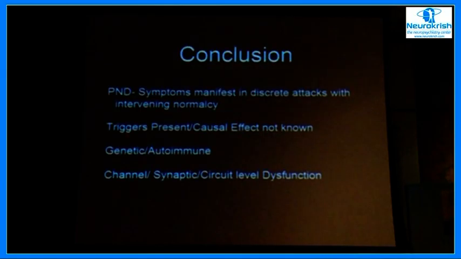So in conclusion, I'd like to conclude saying that paroxysmal neurological disorders have symptoms that manifest in discrete attacks with intervening normalcy. The causal relationship of triggers is not well known; etiology could be genetic and autoimmune. Dysfunction is not only at the channel, it could be at the synapse or circuit level, like stiff person syndrome.